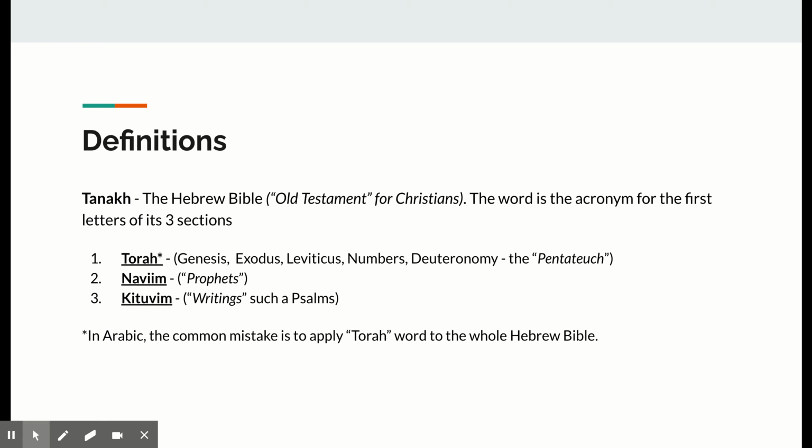Tanakh is the Hebrew Bible. Christians call it the Old Testament, and it is actually the acronym for the first letters of its three sections: Torah, Nevi'im, Ketuvim. Torah covers the time from God's creation of earth to the death of Moses, which was probably the most important prophet in Judaism. It consists of 5 books, each described at different times, one of which we'll discuss in the next slide. Torah is often mistaken in Arabic as the whole Hebrew Bible.